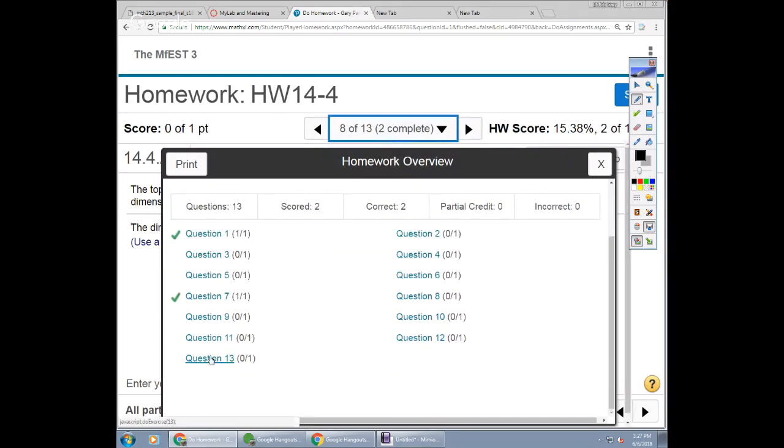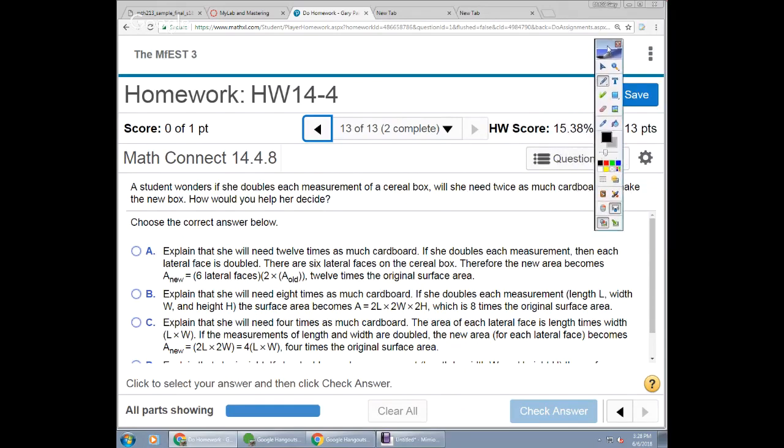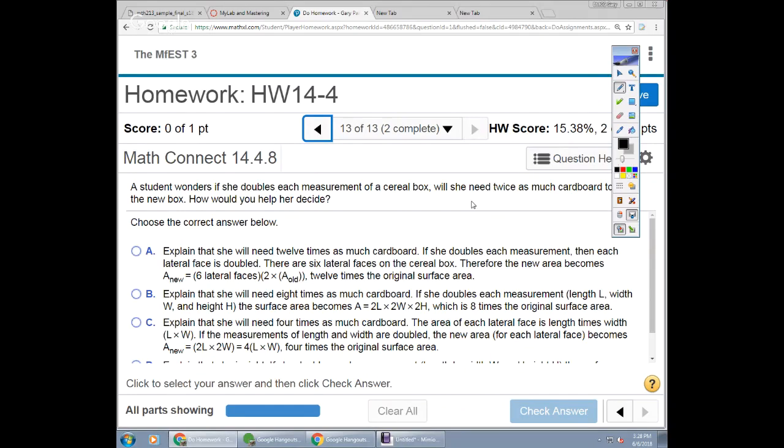All right, let's see. Usually they're more exciting at the end. Let's see number 13. Oh, yeah, this is one of those student wonders. Let's do it while we're here. A student wonders if she doubles each measurement of a cereal box, will she need twice as much cardboard to make the new box? How would you help her decide?